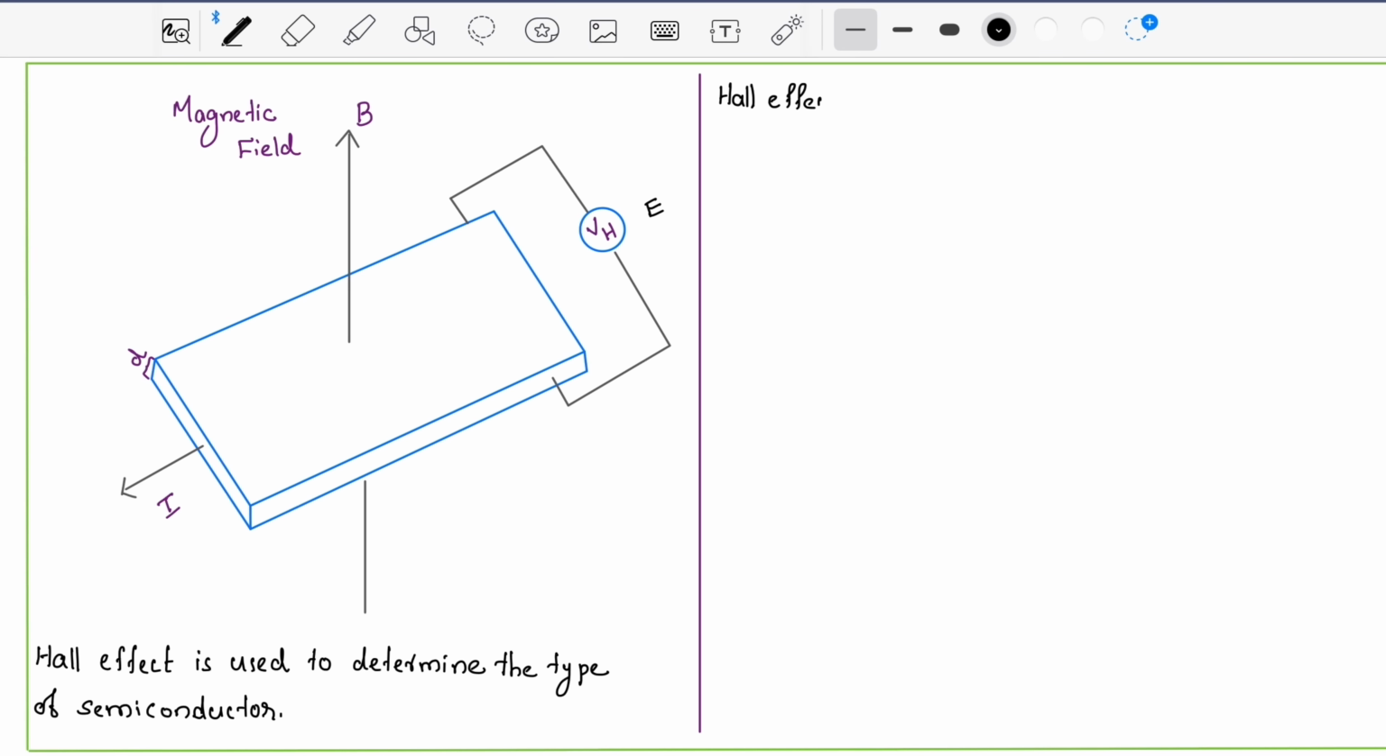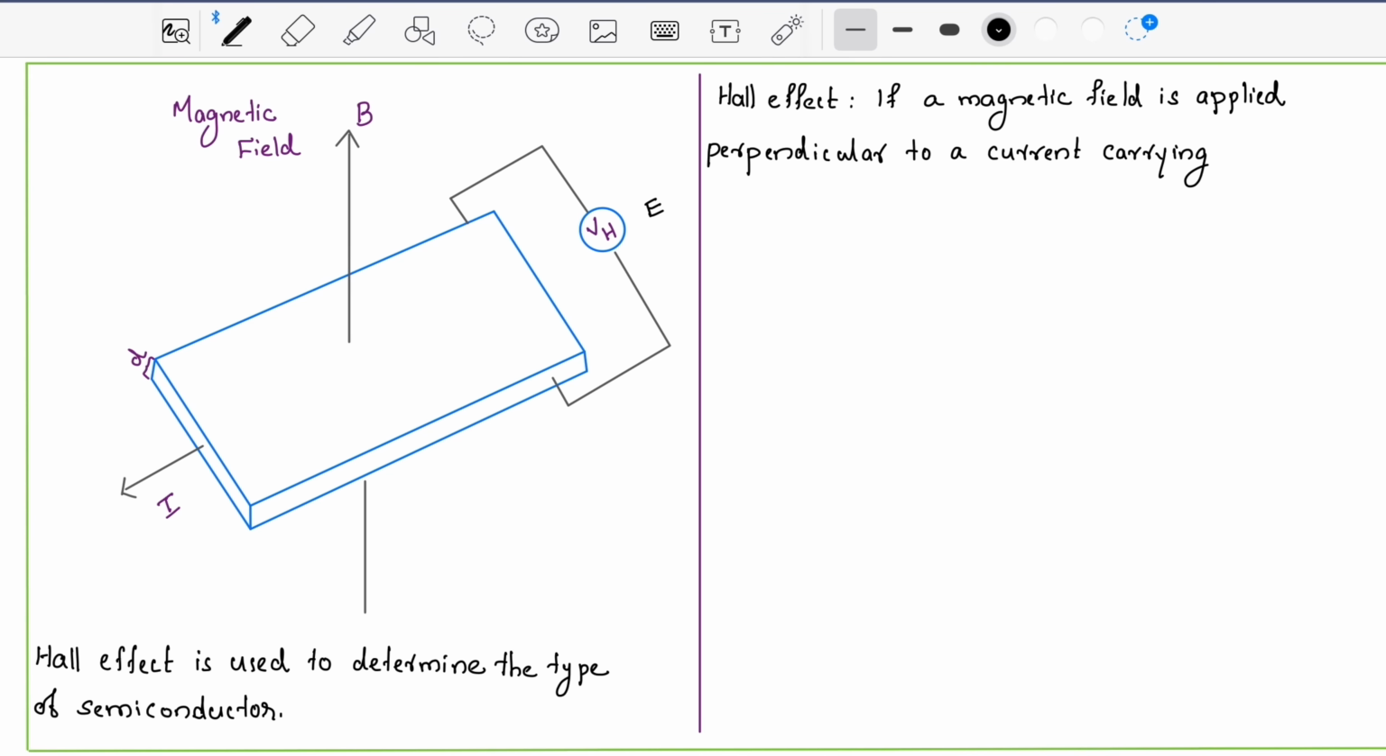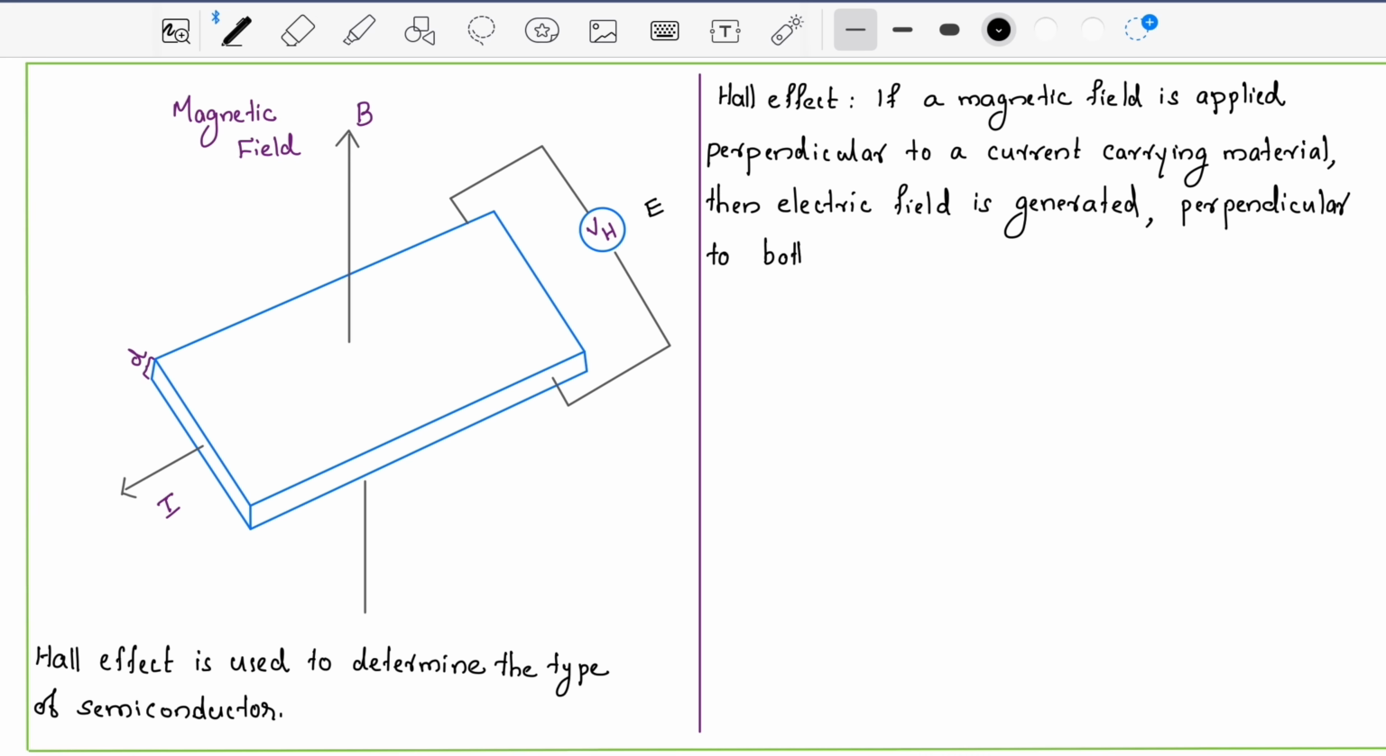The next topic is Hall effect. What is Hall effect? If a magnetic field is applied perpendicular to a current carrying material, then an electric field is generated perpendicular to both the current and the magnetic field.